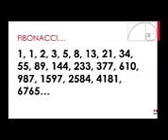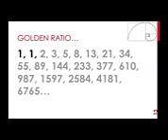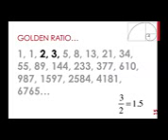Now, that's interesting, but how does that relate to the golden ratio? Well, actually, the golden ratio is closely linked to the Fibonacci sequence. If you divide 1 by 1, you get 1. If you divide 2 by 1, you get 2. 3 by 2, you get 1.5.